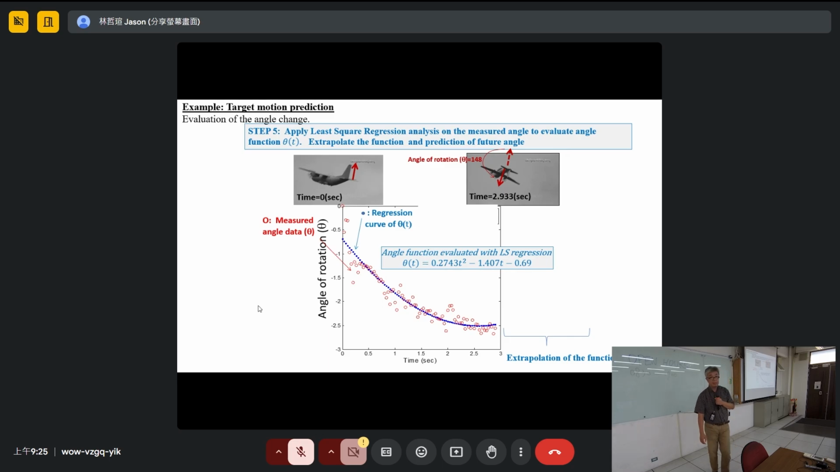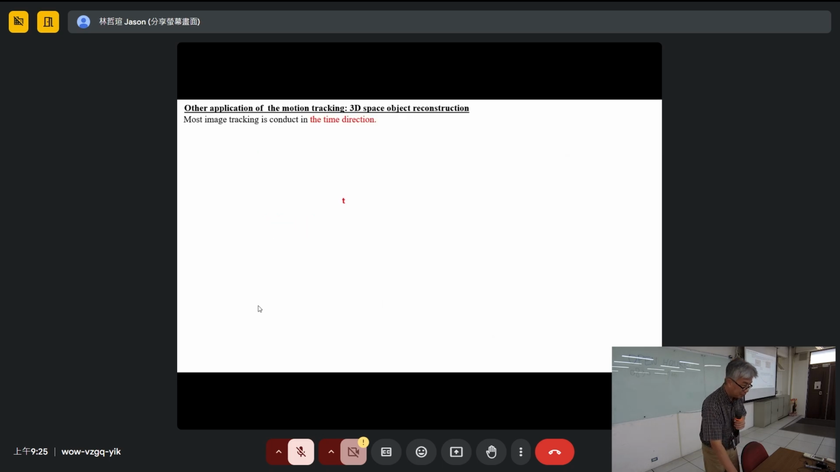Then after that, using the extrapolation technique, you can predict the future angle of the airplane will be here. Then missile and target capture. Good. So that's the justification.